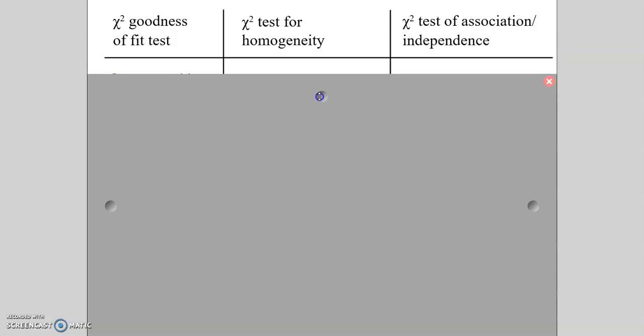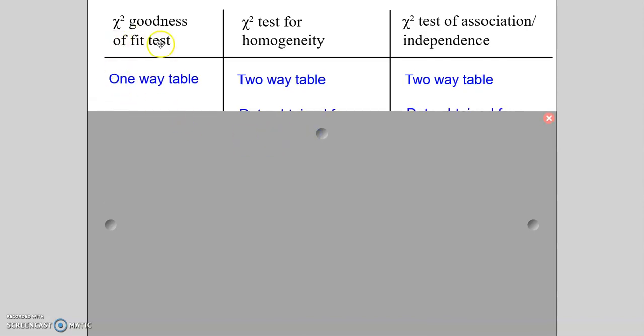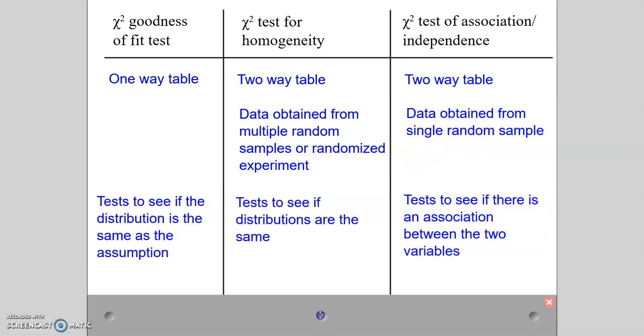So here we go. Just a reminder, when we're talking about chi-squared tests, here are the 3 options. We use a chi-squared goodness of fit for a one-way table. Both of these use a two-way table. And then for this type, the data comes from multiple random samples or a randomized experiment. For this type, it's one data. It comes from a single random sample.